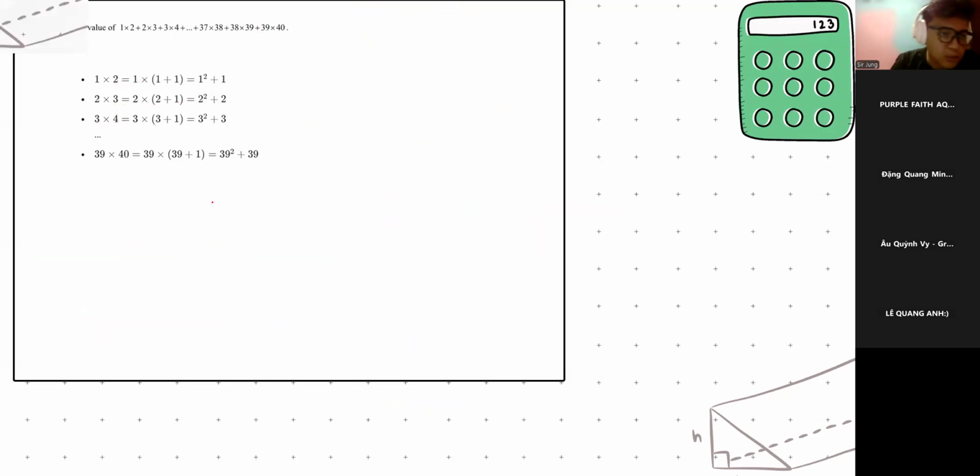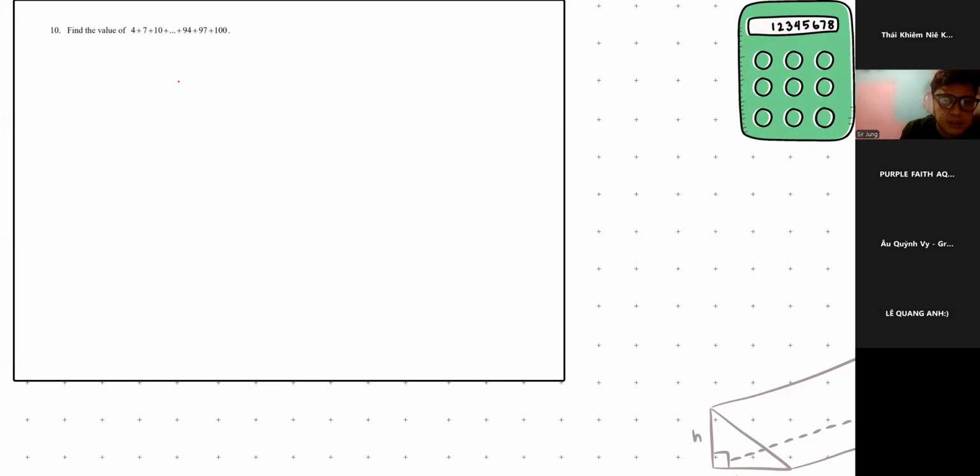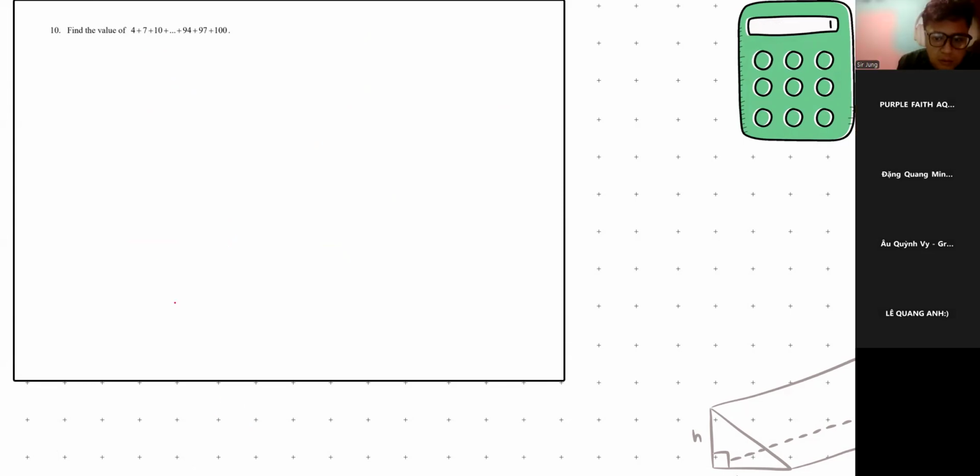Okay, if none, we'll proceed to number 10. Find the value of 4 plus 7 plus 10 plus up until 100. Yes, Mr. Tai Nikidam, you have a question? So how do we solve for this kind of problem again? 33 times 104. Let's check if that's correct.